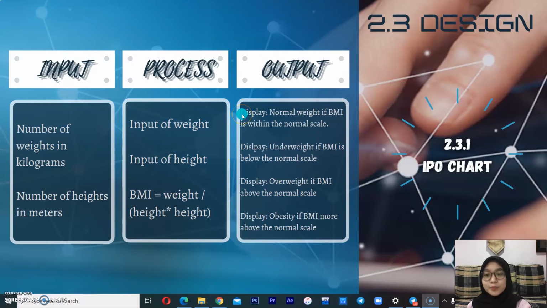And for the output, it shows the process result: display normal weight if BMI is within the normal scale. Second, display underweight if BMI is below the normal scale. Then display overweight if BMI is above the normal scale. And lastly, display obesity if BMI is far above the normal.